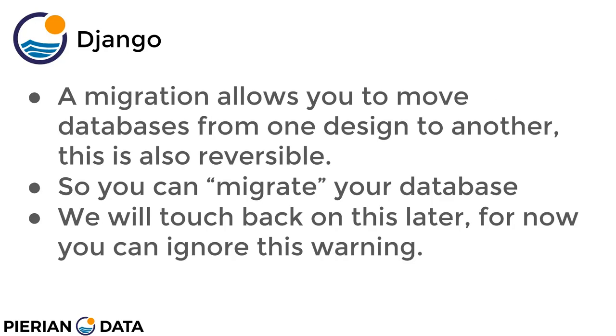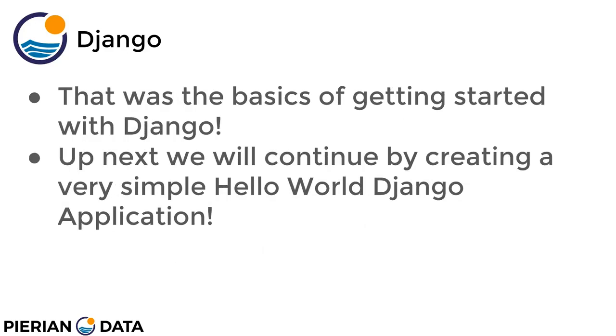Well, a migration allows you to move databases from one design to another. And this is also reversible, and that's why it's called a migration. Let's say you have a database and you want to add a new field or add something like a new column. You can go ahead and migrate those changes over. And you can actually reverse that as well. So you can migrate your database. We're going to touch back on this later, especially when we actually talk about connecting Django to a database. But for now, you can ignore this warning. I know it says in that command prompt to run some sort of migrations command at the command line. Right now, we'll just back off on this and keep it in the back of our minds.